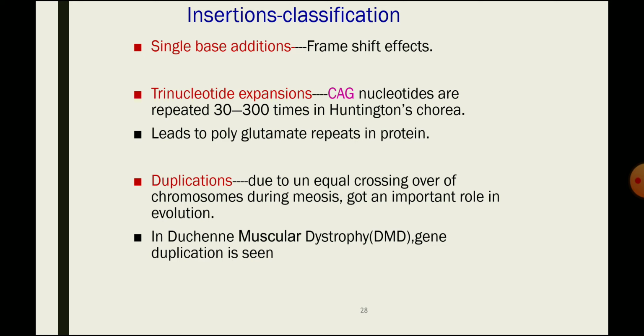Then duplication also occurs in insertion due to an unequal crossing over of the chromosomes during meiosis, which has an important role in evolution. And in Duchenne muscular dystrophy (DMD), gene duplication is seen. So that is the molecular defect occurring. That is frameshift mutation with the duplication. So gene duplication occurs while crossing over, unequal crossing over of the chromosomes during meiosis. So that much regarding frameshift mutation.